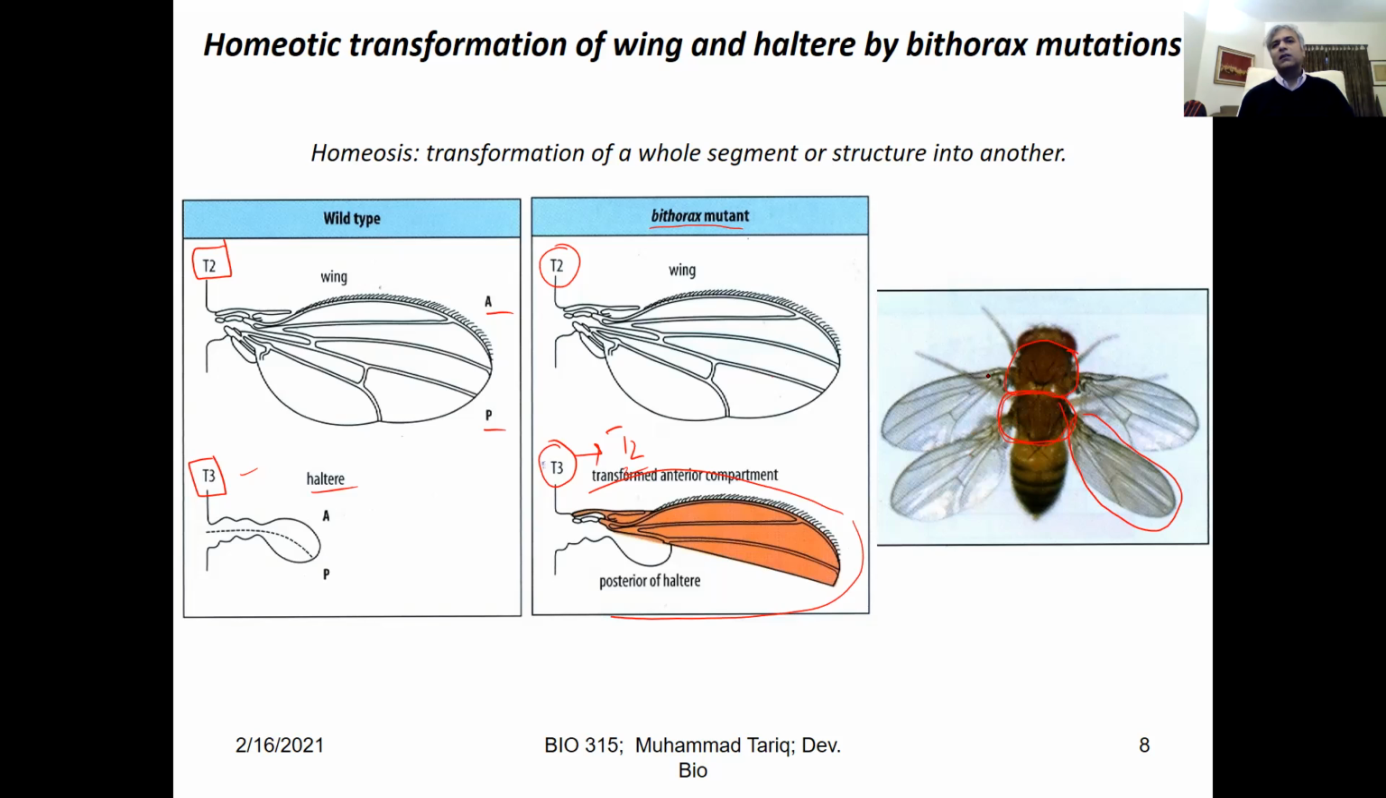But look, you now have two wings on each side, so two pairs of wings, which basically tells us that one body segment is transformed into another, and this phenomenon is called homeosis. From this word homeosis, the term homeotic transformation was coined, and the genes were named homeotic genes.